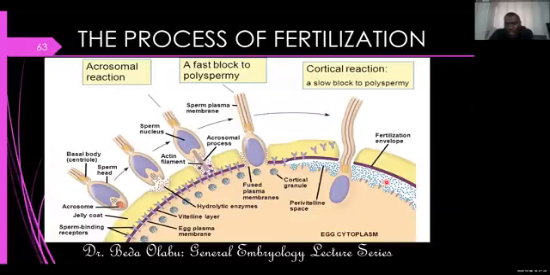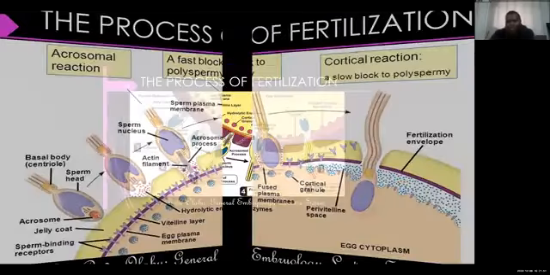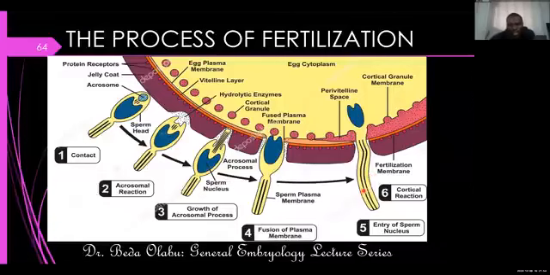So the aim of the zona reaction and cortical reaction is to prevent fertilization by more than one sperm. The moment the nucleus of a single sperm has entered, these changes occur within minutes, so that it forms a barrier that another sperm cannot penetrate again. And that is also what is depicted in these images. The moment the nucleus of the sperm enters, cortical reaction takes place, zona reaction takes place, so that now no other sperm can enter.